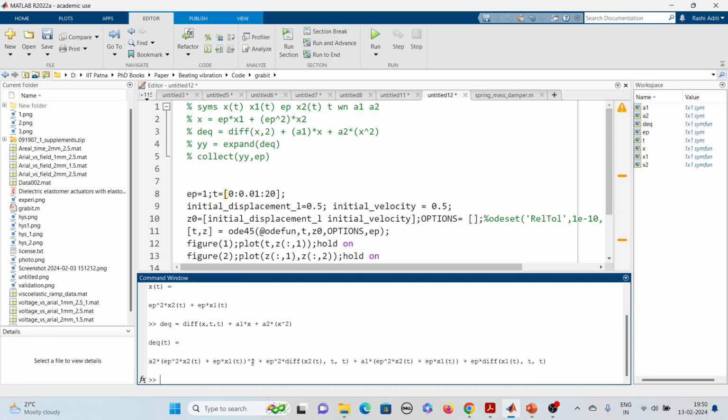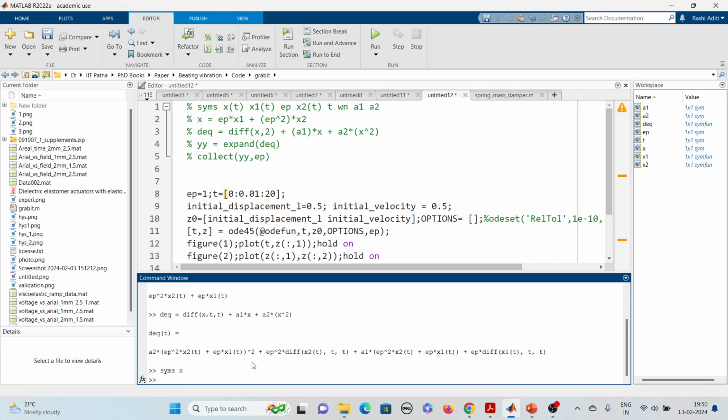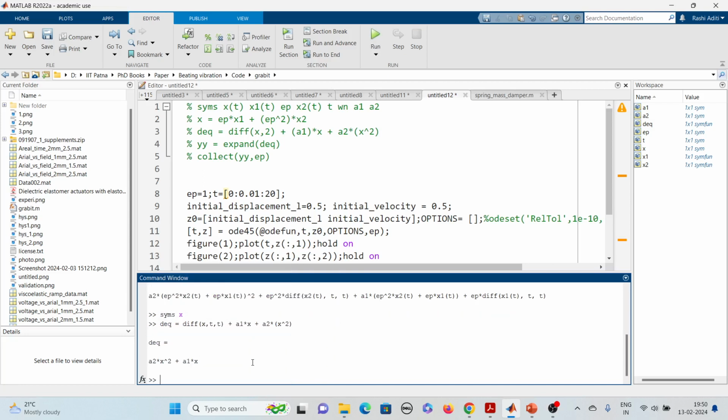See, what can you see? Okay, for example, here I have defined my x. Let us do one thing. I'll define syms x again, and I'll write this.